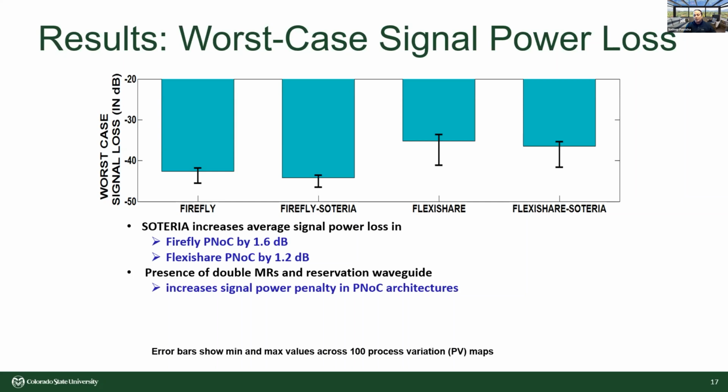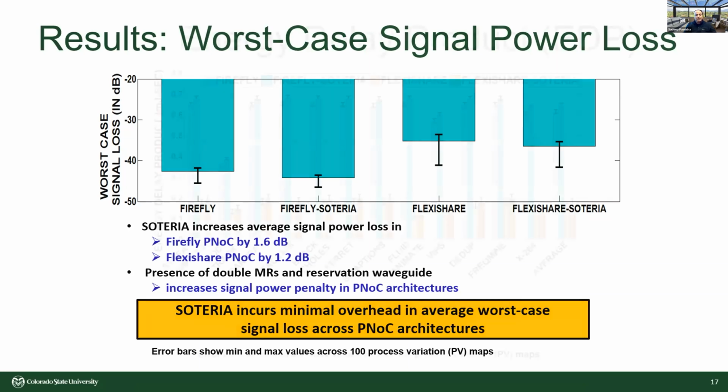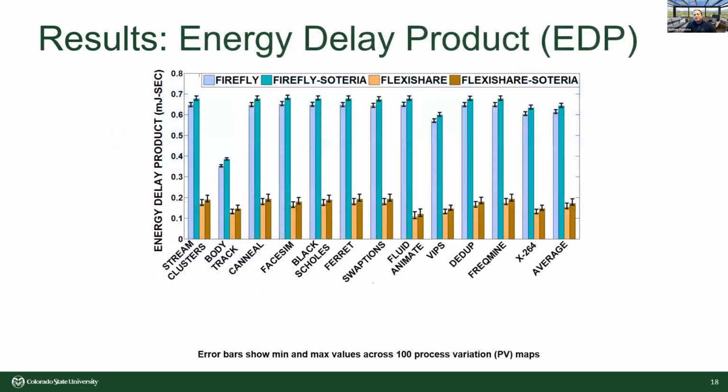And so really, these architectures with Soteria are much more secure, but there is a cost that we have to pay. And in this case, it's in terms of the loss. To compensate for it, we need to increase the laser power. So ultimately, it becomes a slight power overhead. And we've captured that in our energy delay product, also looking at performance. And again, here you see that there's a slight increase in EDP because of making the architecture a little bit more secure. It costs a little bit.